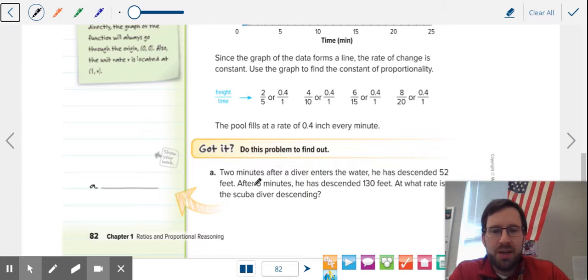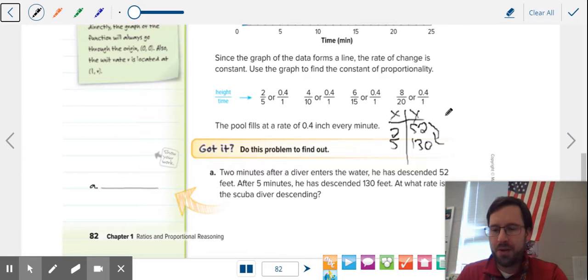So let's take a look at this one. After 2 minutes, a diver enters the water. He has descended 52 feet. So let's make a table. Right, 2 minutes, that's the x. Usually, almost always, time is on the x-axis, and 52 is the y. After 5 minutes, that's the next x, it's 130 feet. So what's the change in the y? 130 minus 52, I think it's 78, but let's just make sure.